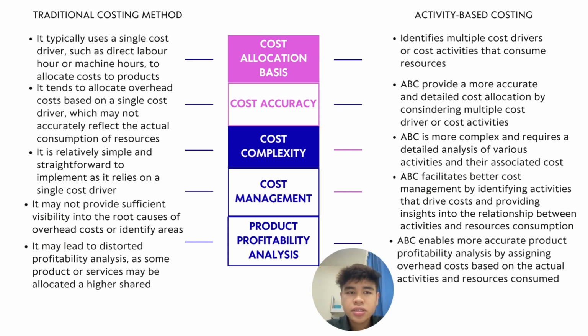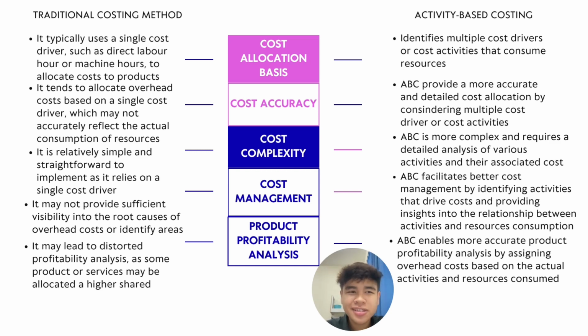In the traditional costing method, it is relatively simple and straightforward to implement as it relies on a single cost driver. In the ABC costing method, ABC is more complex and requires a detailed analysis of various activities and their associated costs. The fourth one is cost management.